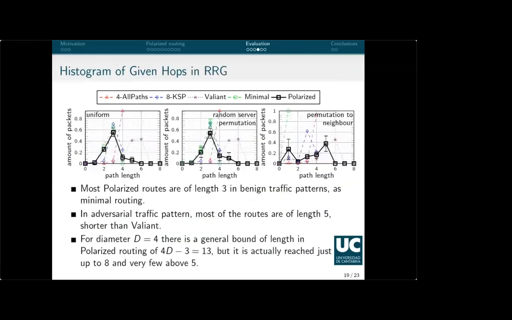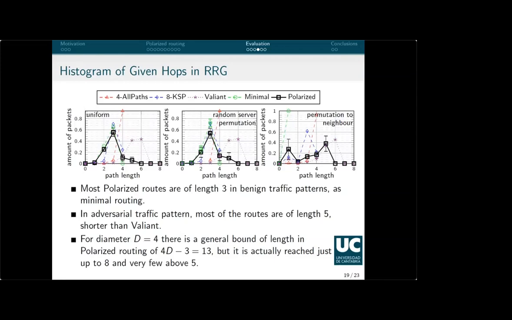These are the lengths of paths used by different routines, with greater ordinates for greater number of packets using that number of hops. The plots of uniform and random server permutation are near identical, and the permutation to network notably different. In the minimal line, we see that most pairs are at distance 3, although the diameter of the RRG is 4. We also observe that polarized routine follows closely that distribution, but with a small tail of packets with routes of length up to 8 hops.